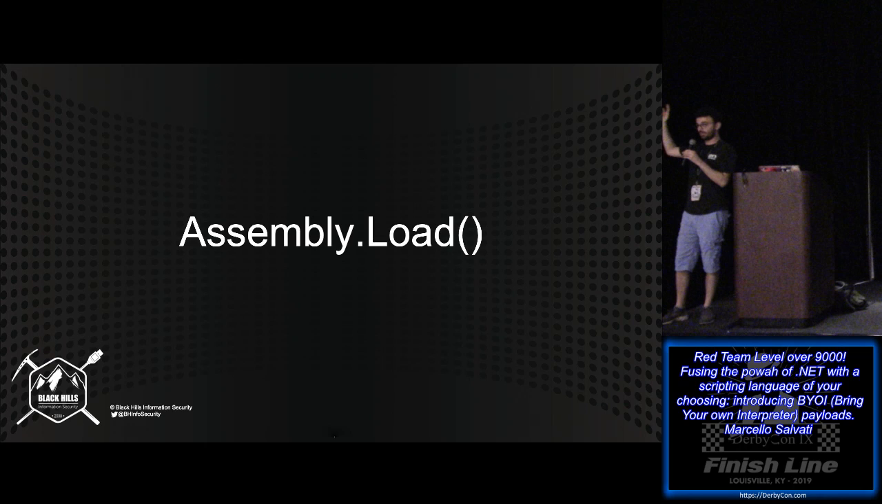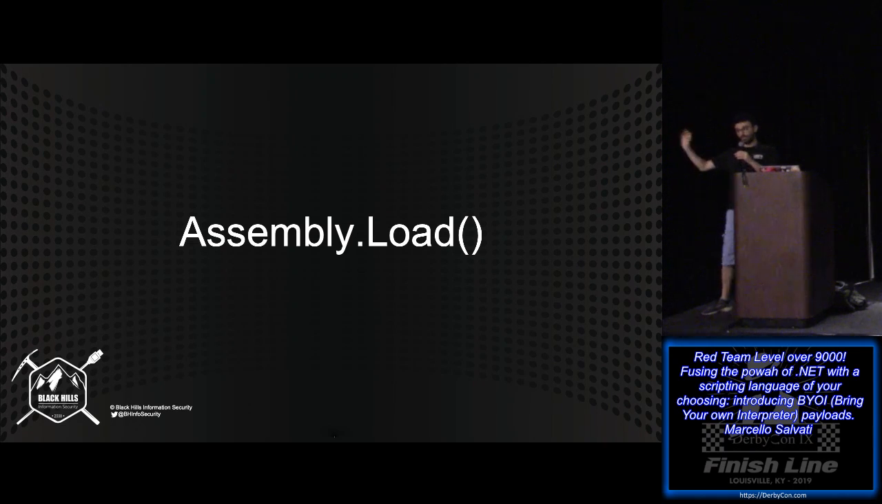Assembly.Load is magical because you throw it a byte array of a .NET assembly, right? And it'll just take it and say, yeah, that's great, I'll load it into memory, and now all of a sudden you have access to all of the code that you wrote in your .NET assembly. And remember what I said before, right? How do you get a .NET assembly? You just compile your C# code into a DLL or executable, okay?